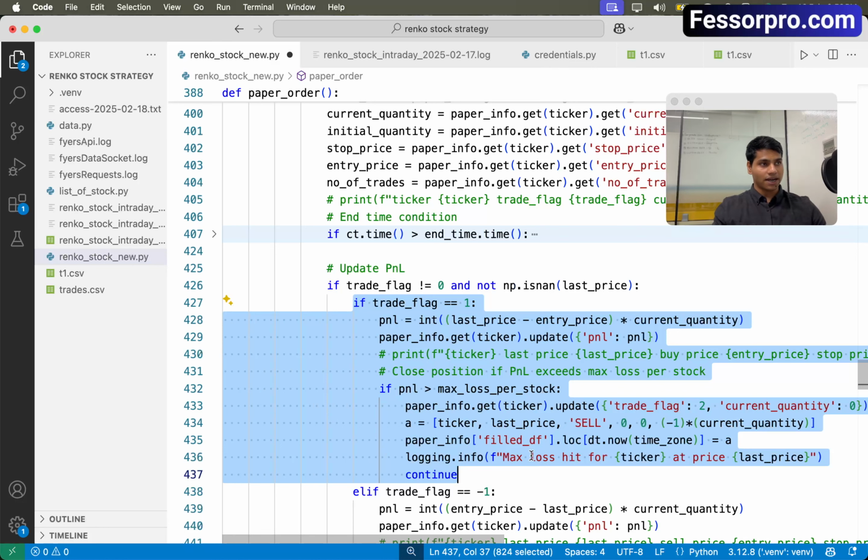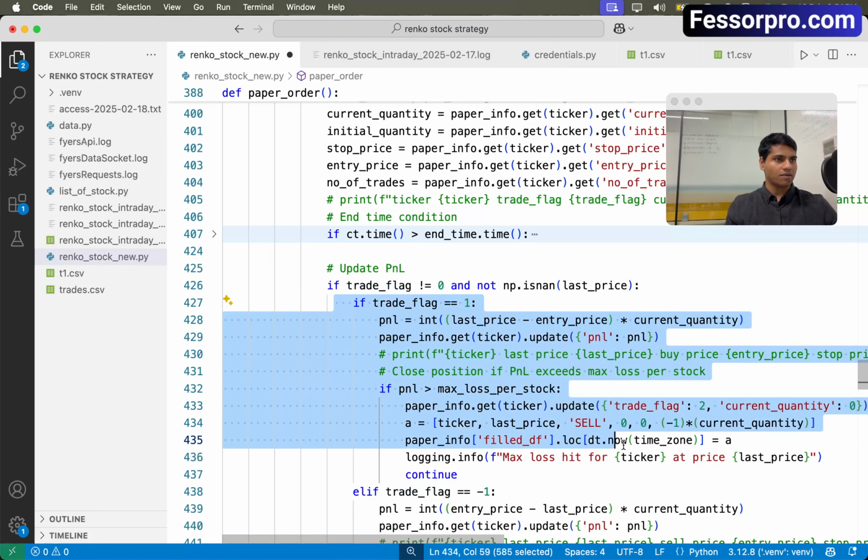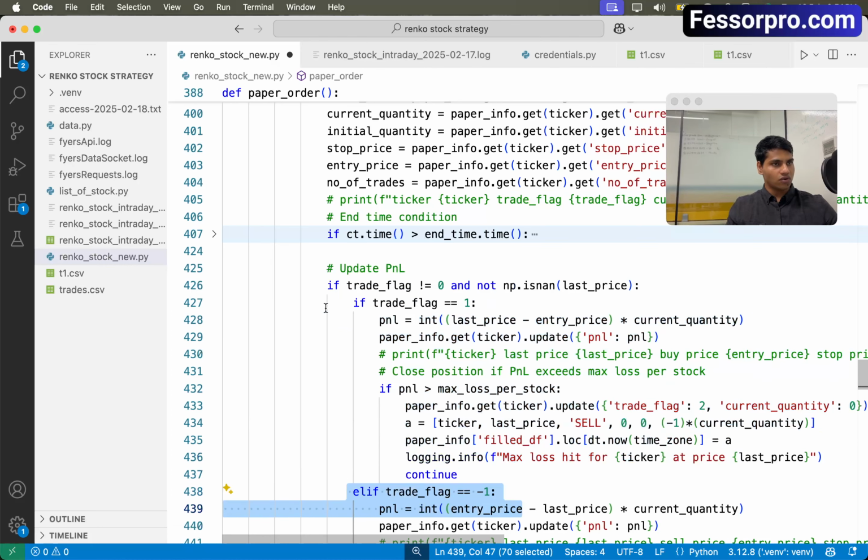Now, how will I keep track of the current PNL? First, I need to check whether my trade flag is equal to 1. There are two things: either I am long or I am short. This code is for long, the other code is for short. If I'm long, that is, if my trade flag is equal to 1, then my PNL will be the last price minus the entry price, multiplied by quantity. This will tell me the current PNL. I'll update this information into the paper info variable.